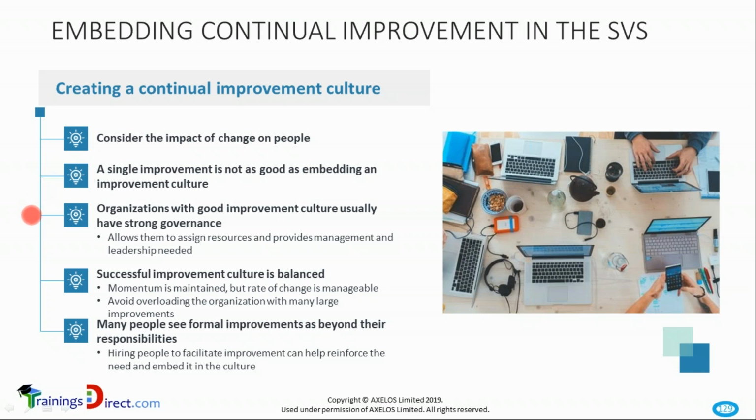Organizations with good improvement culture usually have strong governance, which allows them to assign resources and provides the management and leadership needed. Successful improvement culture is balanced. Momentum is maintained, but the rate of change is manageable. Meaning if the rate of change is fast, there could be fatigue, meaning people will get exhausted with the amount of improvements and changes. Avoid overloading the organization with many large improvements, therefore.